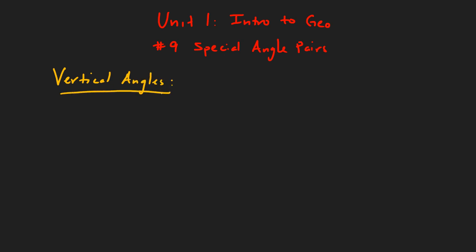Our definition for vertical angles: opposite angles formed when two lines intersect.